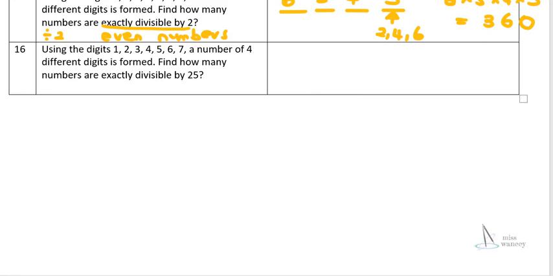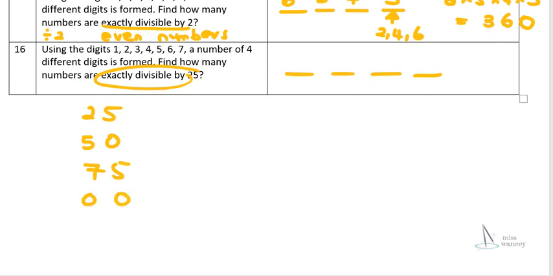Okay, so now the last question. Using the digits 1, 2, 3, 4, 5, 6, 7, a number of 4 different digits is formed. So again, 1, 2, 3, and 4. Find how many numbers are exactly divisible by 25. In order to make sure that the numbers are exactly divisible by 25, I have to make sure that the number should either end up with 25, 50, 75, or 00.